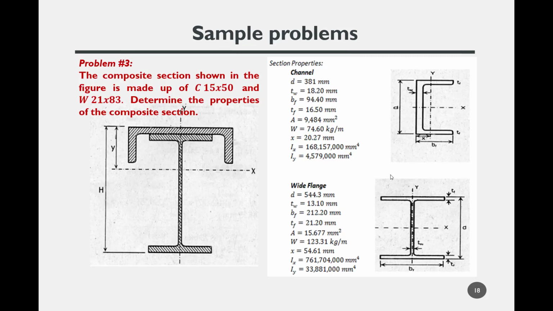Okay. For the composite section, we have a channel of 15 by 50 and a flange of 21 by 83. So, we have to determine the properties of the cross-section. Sir, saan nanggaling yan? Ito ngayon ay nanggaling sa code. Given ito, yung mga code na yan. Hindi mo pwedeng palitan. Nasa code yan.